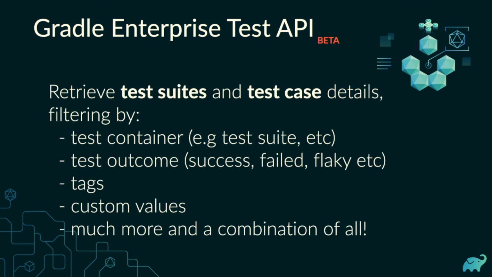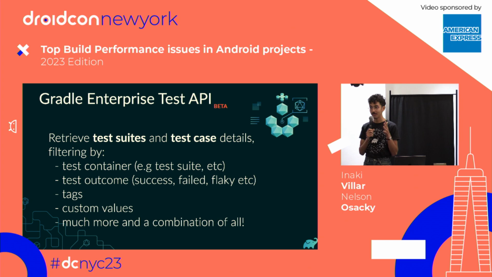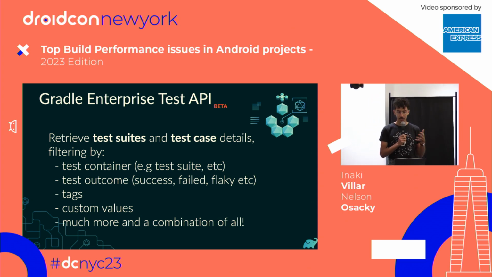And what does it let you do? It lets you retrieve test suites and test case details, and it lets you filter by test container, which is basically the test suite, the test class. And you can also filter by test outcome, whether a test succeeded, whether it failed, and very excitingly, whether it was flaky or not. And then, of course, you can filter by all the same things you can do in build scans, such as tags, custom values, and all that. But yeah, flaky tests. How many people here have flaky instrumentation tests? All right, everyone who's not raising your hand, I know you also have flaky instrumentation tests, or you don't have instrumentation tests.